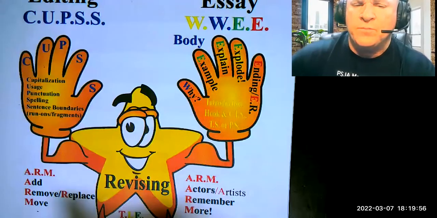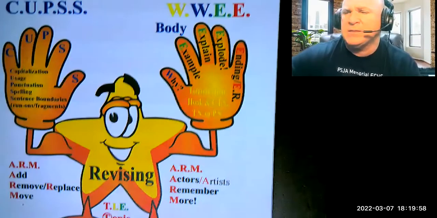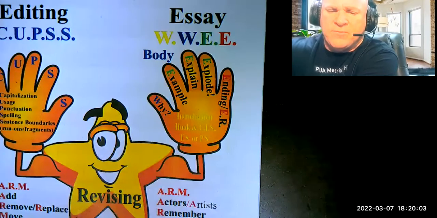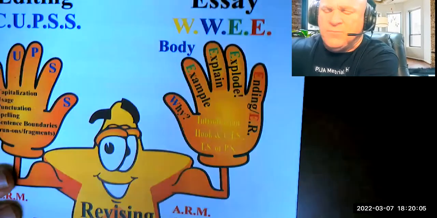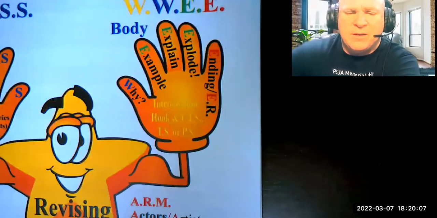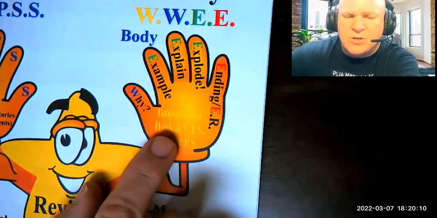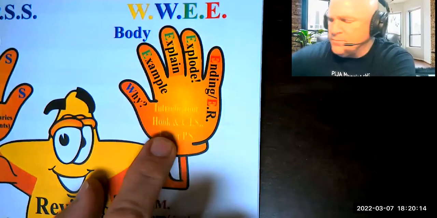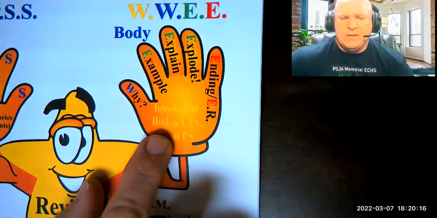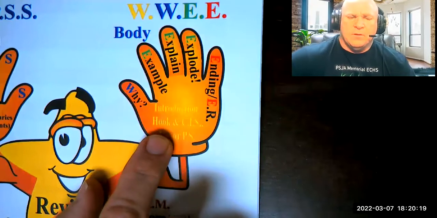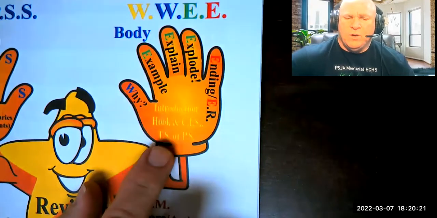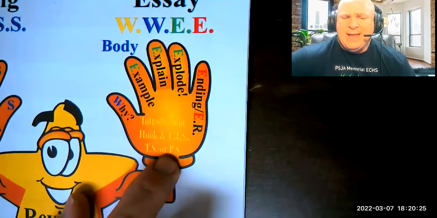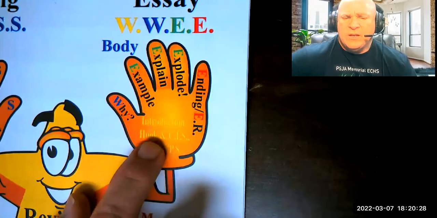Okay, so let's take a look at this hand. I'll zoom in a little bit more here for you so you can see the hand. Unfortunately, I have it with black outline, but it's in yellow. It says, for the introduction, we want a hook. And what it says here is you want your hook and your CIS.